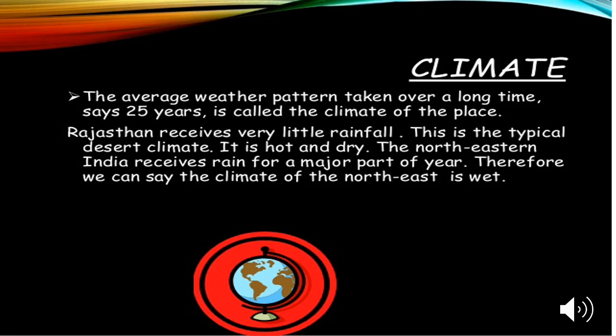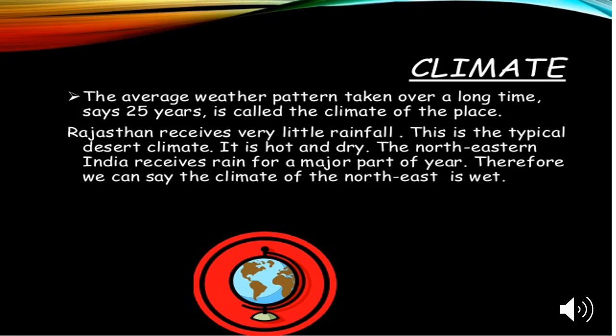So climate is the average weather pattern taken over a long time, say 25 years, and this is called the climate of the place. Suppose we find that the temperature at some place is high most of the time, then we can say that the climate of that place is hot. And if there is also heavy rainfall on most of the days in the same place, then we can say that the climate of that place is hot and wet.